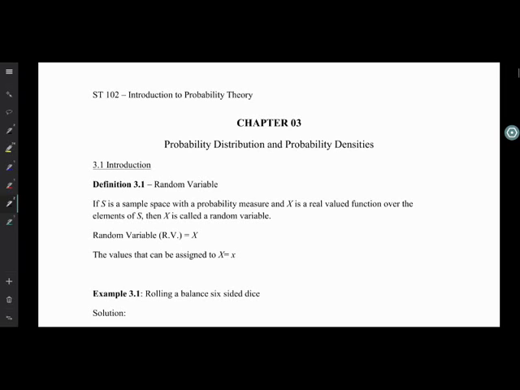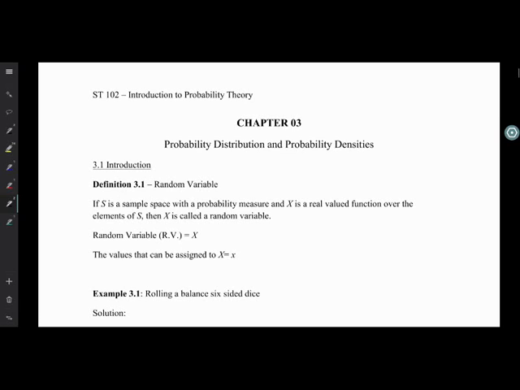If S is a sample space with a probability measure and X is a real valued function over the elements of S, then X is called a random variable. We usually denote random variables with uppercase letters W, X, Y, Z, and so on. Then the values that can be assigned to the random variable are denoted using the corresponding lowercase letter.